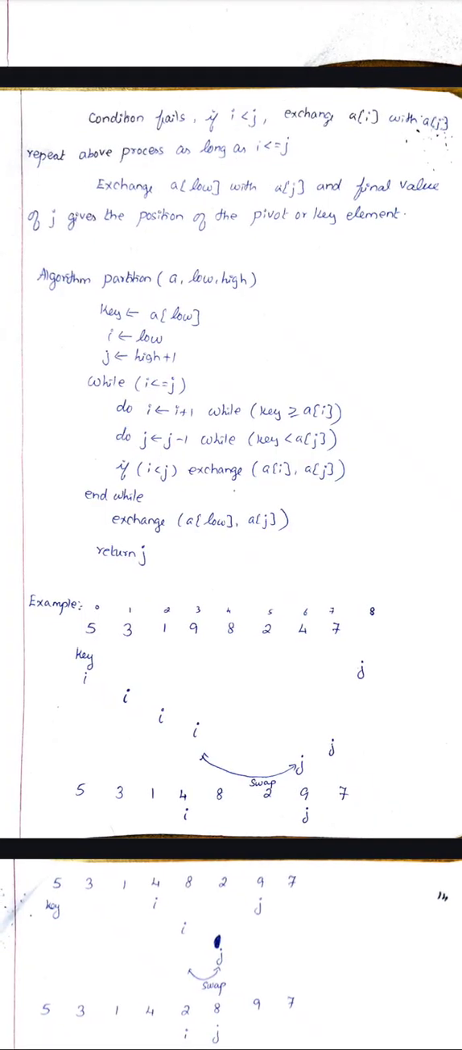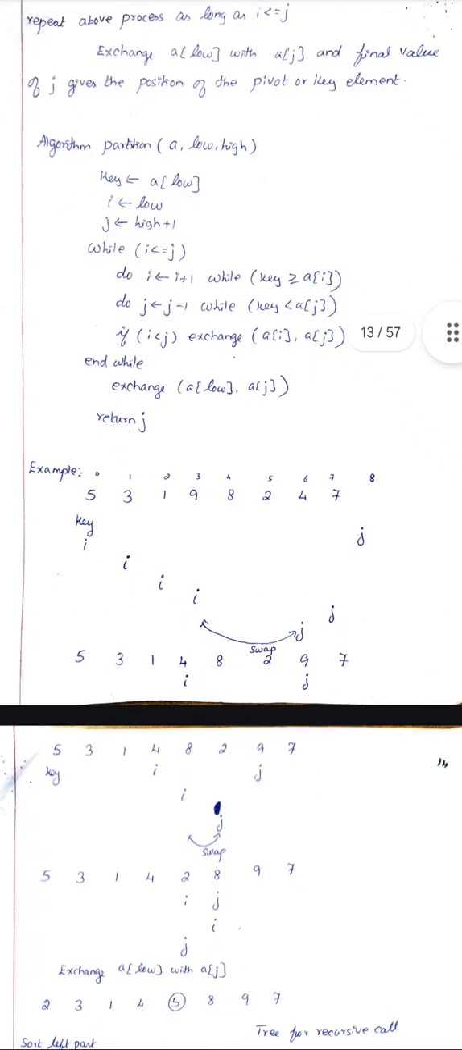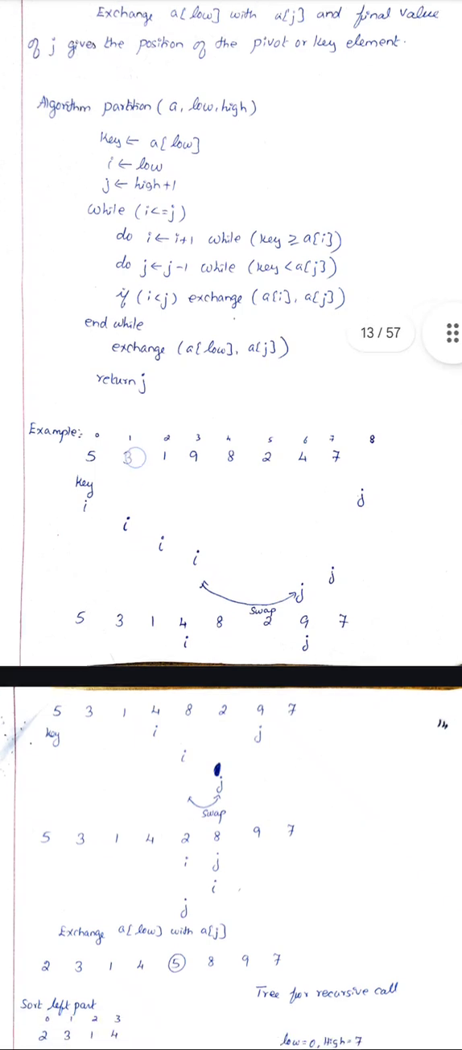Exchange A of low with A of j, and the final value of j gives the position of the pivot or key element. Partition of A, low, high: key is A of low, i is low, j is high plus 1. While i is less than or equal to j, do i plus 1 while key is greater than or equal to A of i. Do j equals j minus 1 while key is less than A of j.